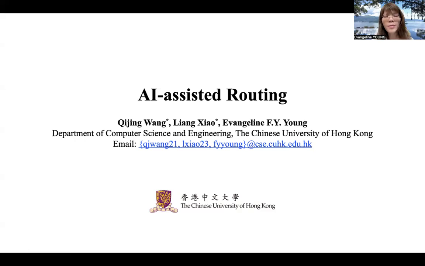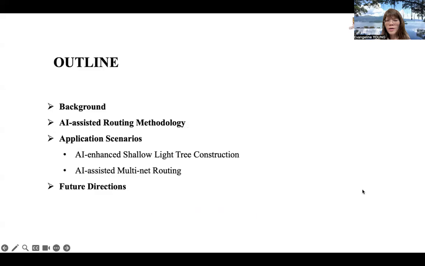And today I will talk about this topic, which is AI-assisted routing. So this is the outline of my talk, and I will focus on two scenarios to show how AI may be able to help us to do routing in a significant way.